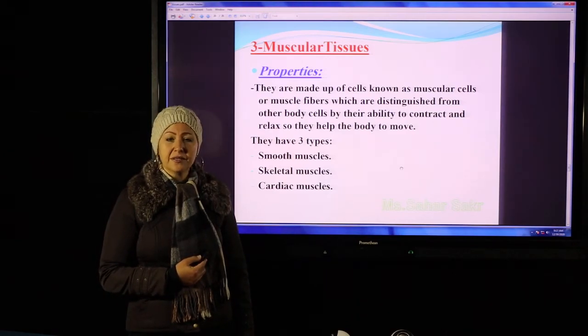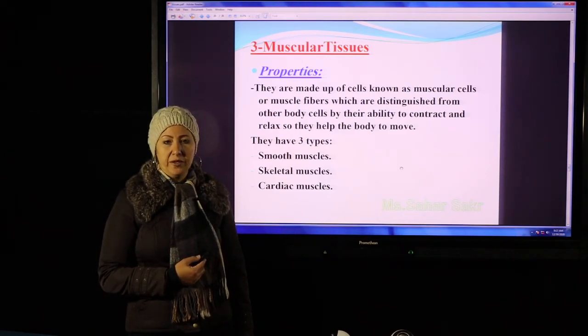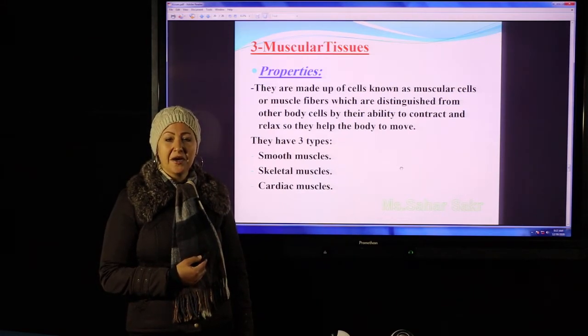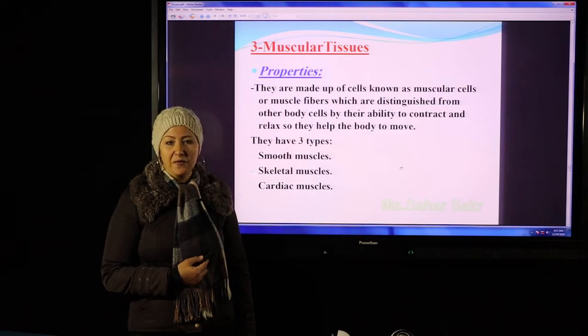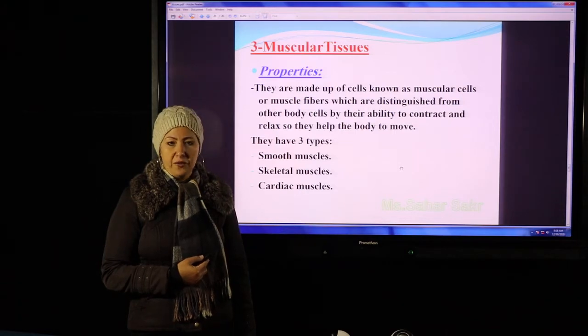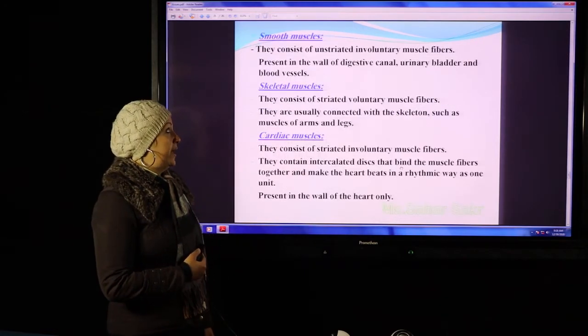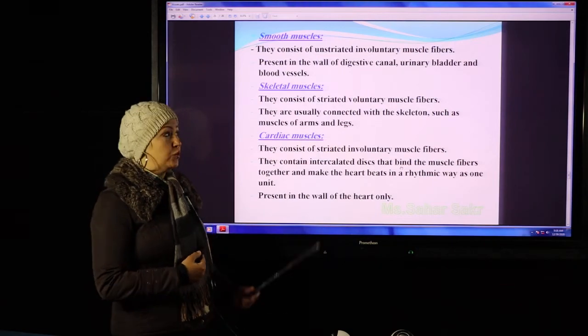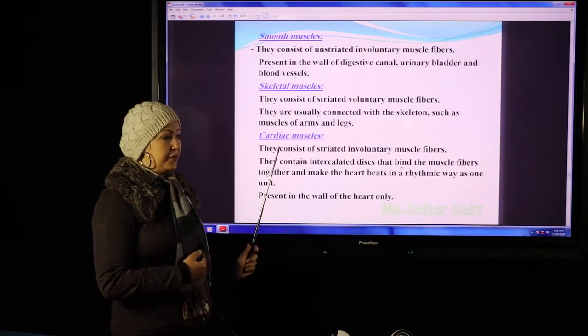Cardiac muscles are found only in the wall of the heart. These muscles are also involuntary, because they contract and relax without the control of your body. Even when you are sleeping, the heart contracts. It means the muscles in the wall of the heart are involuntary. Okay? So again, we have three types of muscles: smooth, skeletal, and cardiac.